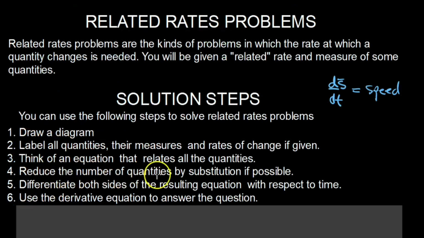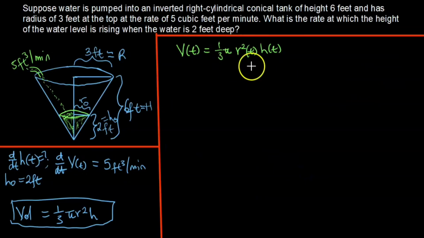Then the next thing is to reduce the number of quantities. That's number 4, which I said was very important. Good, it's still very important anyway. So look at this. We have the radius, we have the height. The question needs us to find the rate at which the height changes, so we don't need the radius. So we try to see how we can reduce the number of quantities, in other words the number of variables, to having just the height, since the radius would not be helpful.